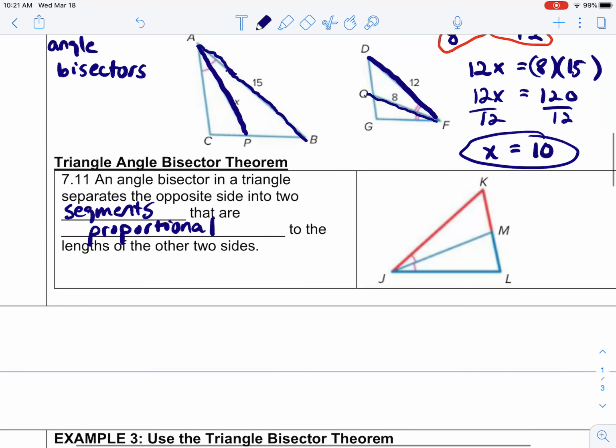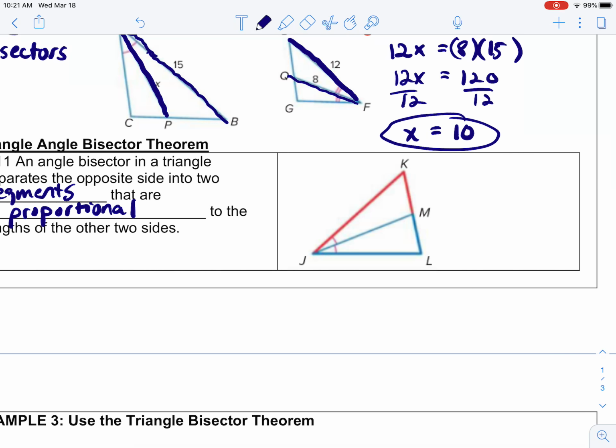All right, so what do we mean by that? Well, here we have an angle bisector. Notice that the markings are there for an angle bisector. And we're looking at and putting some numbers on here. So let's say this side over here is 8. And that segment there, KM, which is the segment created by the angle bisector, is 4. So notice there's an 8 to 4 or 2-to-1 ratio.